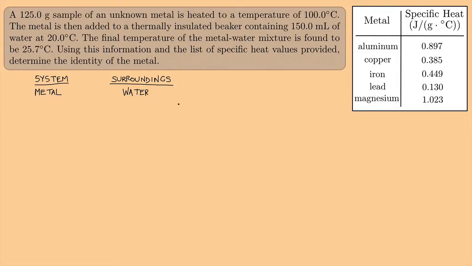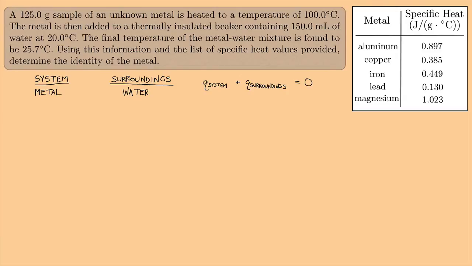And we know that when we have a system and surroundings, the heat of the system plus the heat of the surroundings has to add to be zero. What that really means is an expression of conservation of energy. The heat lost by one has to equal the heat gained by the other, and so one of these will be positive, one of these will be negative, and when you add them together, you should get zero.